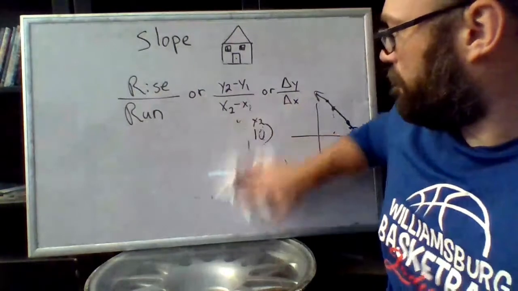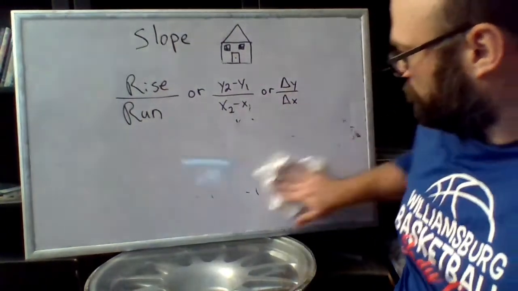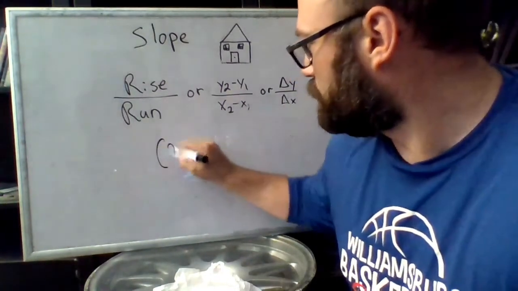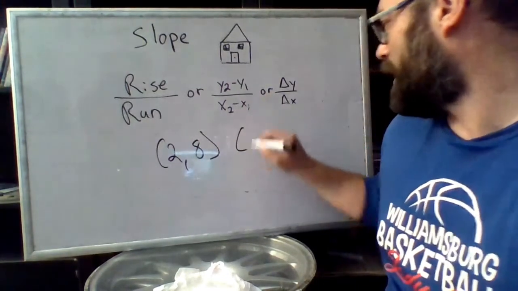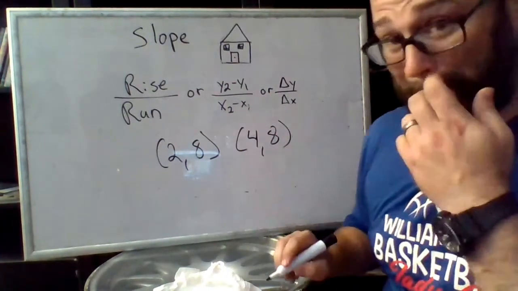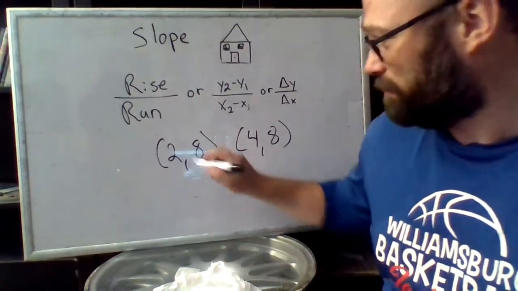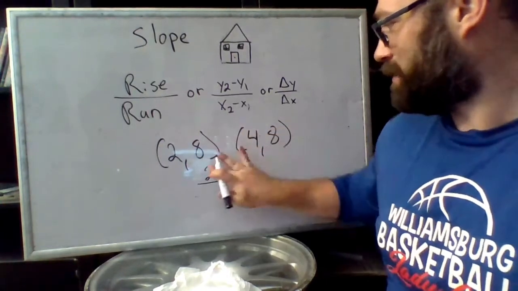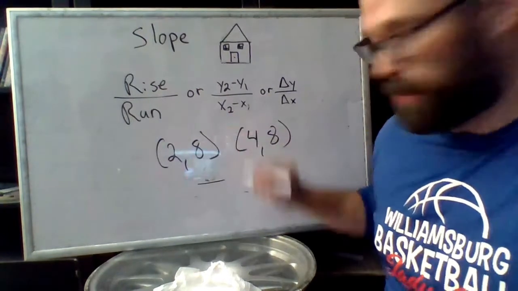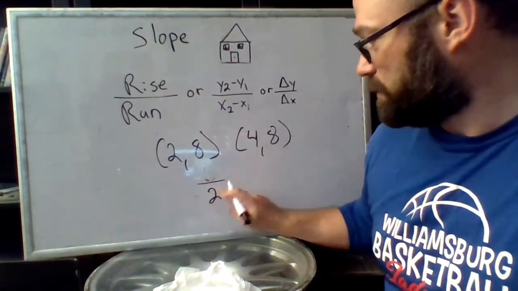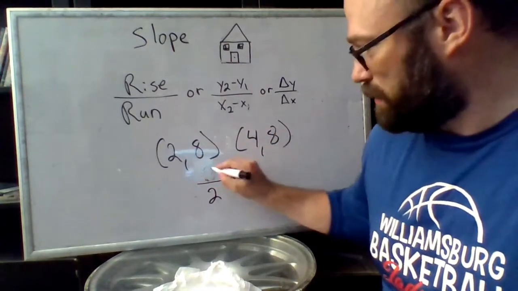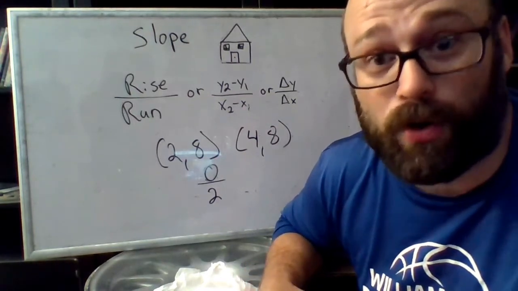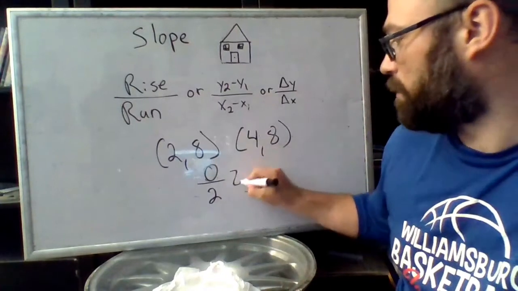So one more. So let's say we have (2, 8) and we have (4, 8). So you can do x1, y1, x2, y2, does not matter. I'm going to do my change. 2 to 4 is a +2. 8 to 8. Oh, sorry. See, I just messed up. My x's are my runs, right? So 2 to 4 was 2. That goes on the bottom. 8 to 8 is my y's. That's 0. Okay. So this one, 0 can be divided up all you want. It's just 0. Okay. 0 slope.